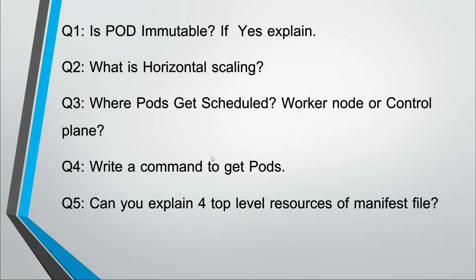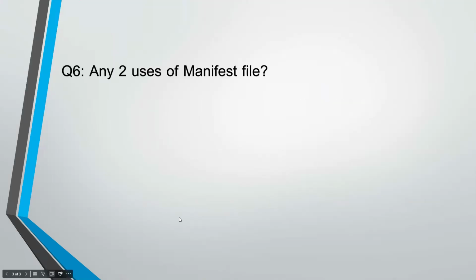Let us go to the next question. I hope these four top level resources are very important in the manifest file, and that these four main resources are clear. Now, what are two uses of the manifest file?